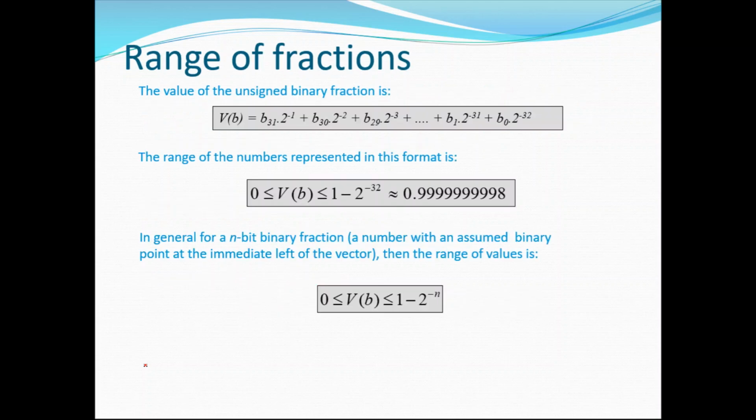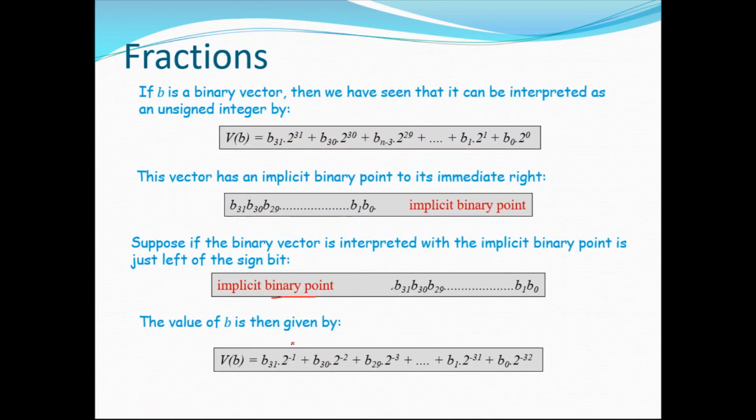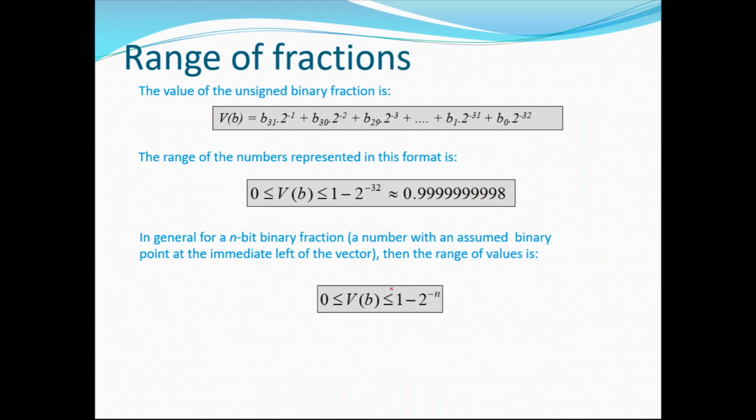So this is the basic concept we have discussed, where the binary point is at the left end. But actually there are a few disadvantages in this. With this, this is the minimum number you can represent, and this is the maximum number you can represent.